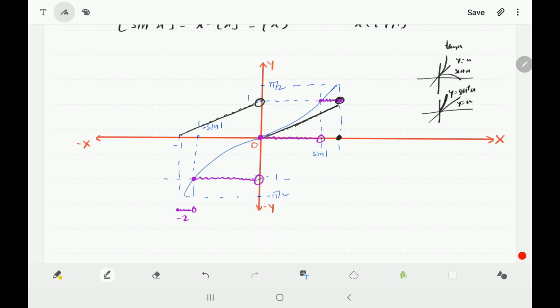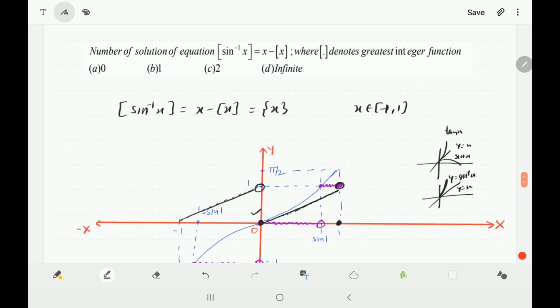So now how many points of intersection do we have? We have only one point of intersection, at x equal to 0. So for this problem, the number of solutions is x equal to 0 only, which is 1. So the answer for this problem is option B. I hope it is clear.